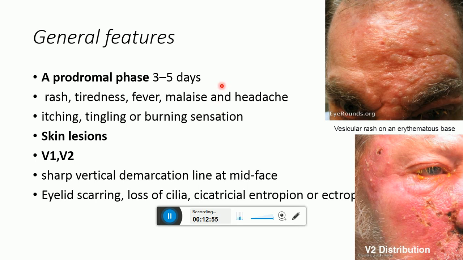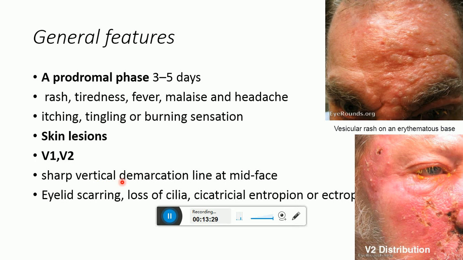The general features are, initially there is a prodromal phase lasting 3 to 5 days. Initially there is a rash on the forehead, tiredness, fever, malaise and headache, with itching, tingling and burning sensation. There are skin lesions in the V1 and V2 areas.